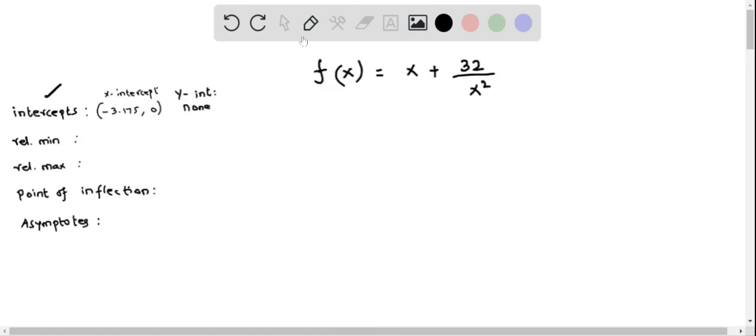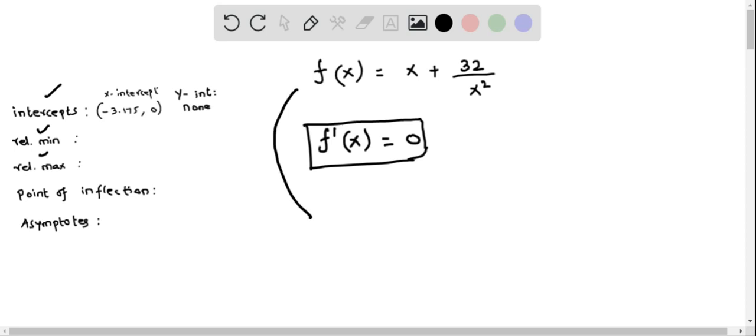We will now determine the relative minimum and relative maximum of the function. To find the relative minimum and relative maximum, we should find the first derivative of the function, f prime of x, and we should set this equal to 0. That is, we should first find the critical point of the function and create a sign chart for the first derivative of f of x. Using the sign chart, we can determine the relative maximum or relative minimum of the function.